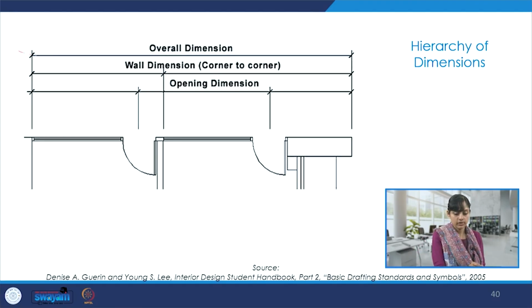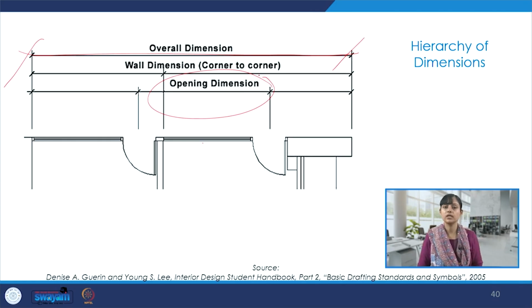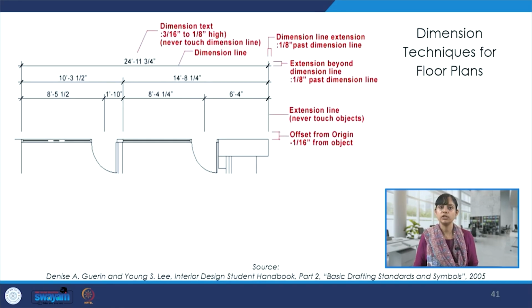So if we see over here, there is an overall dimensioning, we have the dimensioning of the opening, and then the wall dimensioning. So we can produce this hierarchy of information. Over here, there is this dimension again in feet inches. And we also see these tick marks over here. They clearly delineate or demarcate from where to where this dimensioning is done.